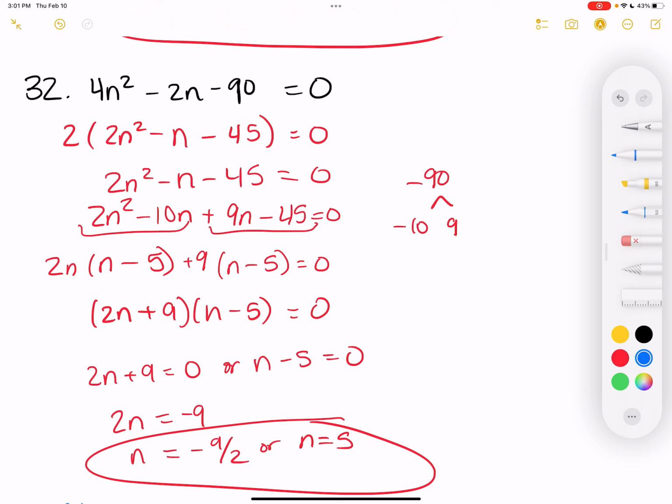Okay, but initially, your arch would have been 4 times 90, right? Now your arch is 2 times 45, or 2 times negative 45. It's just 90 now. Instead of 4 times 90, which would have been like 360 or something like that. That's pretty smart.